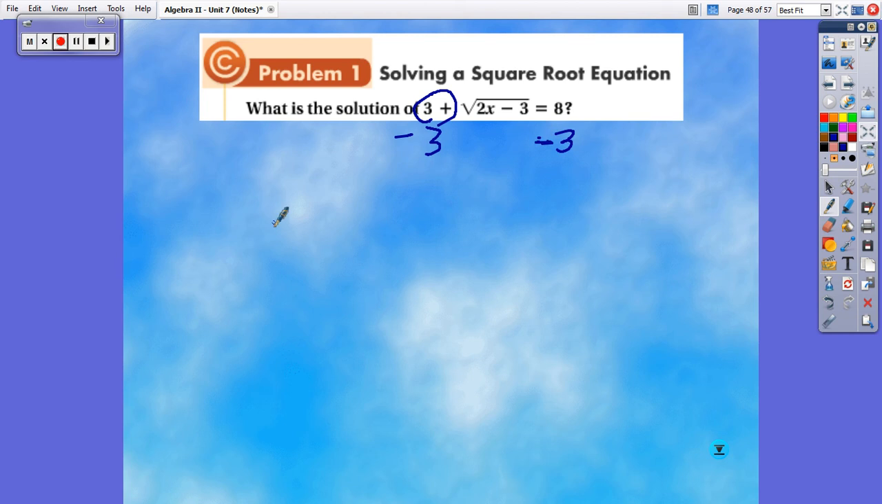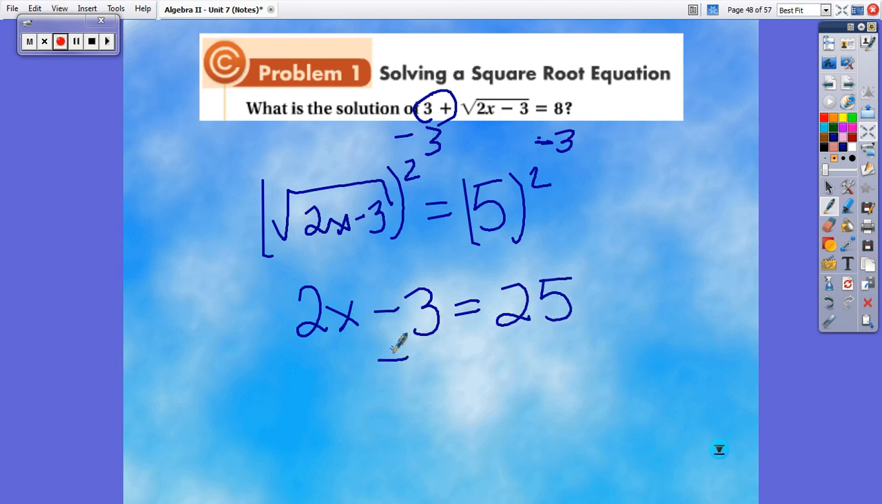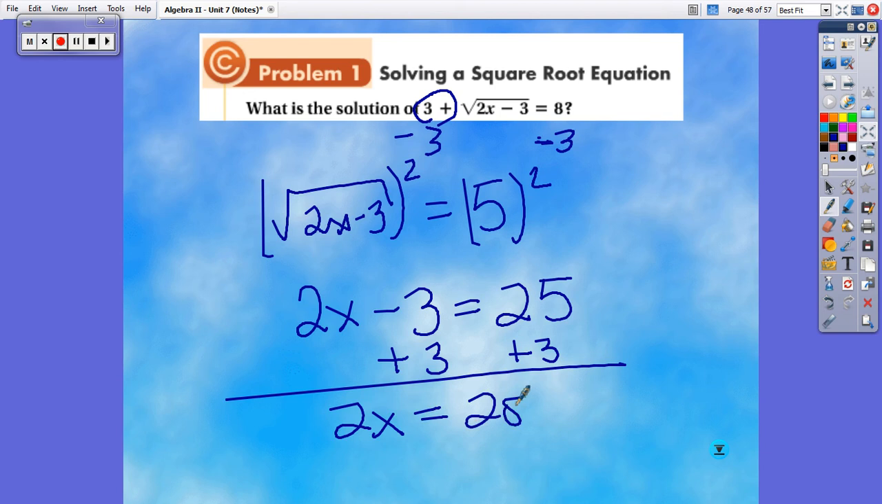So you're going to be left with the square root of 2x minus 3 equals 5. And then the way we undo a square root is to square it. If you do it to one side, you have to do it to the other side. So this symbol squared is going to be 2x minus 3, and 5 squared is 25. And now you can just solve this just like a regular algebraic equation. Divide by 2, and you get x is equal to 14.